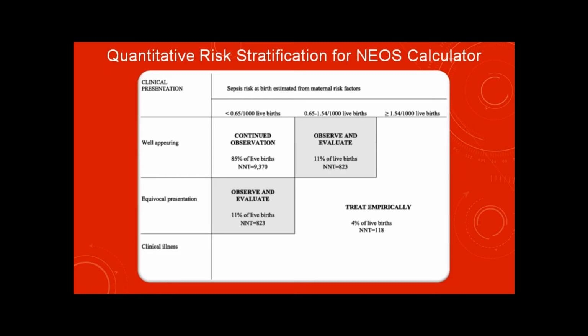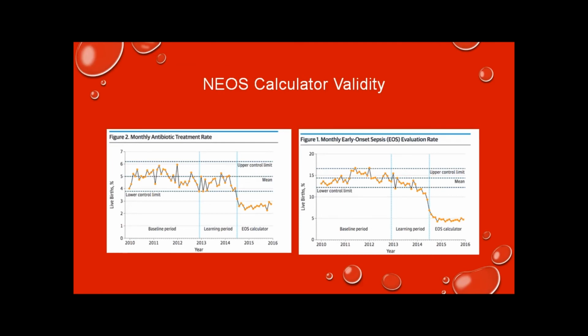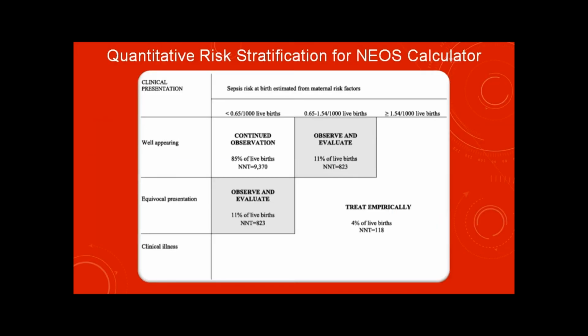And so this is another look at the calculator, and I'll show you another slide towards the end, but this is the quantitative risk stratification for the calculator. One of the main things is this group right here. This group is your lowest risk infants. They have a score less than 0.65 at birth, and they're well appearing. The number needed to treat for one infection is over 9,000.